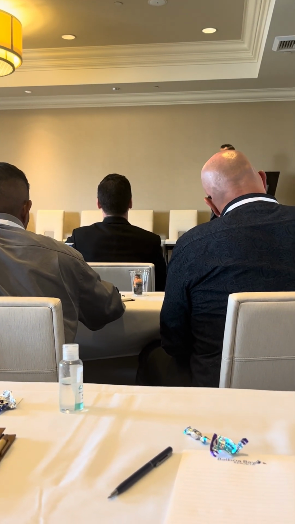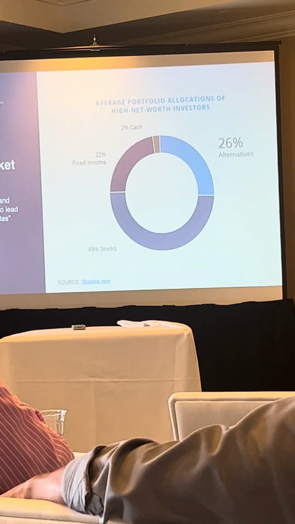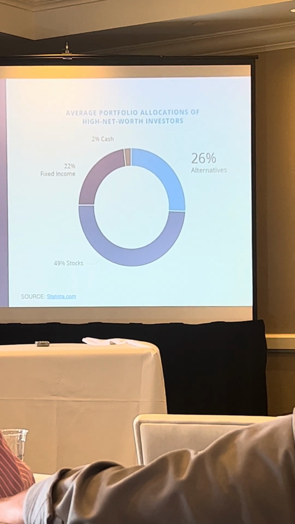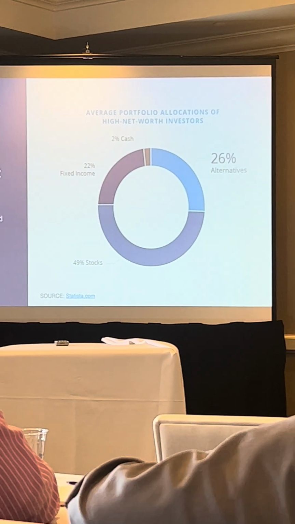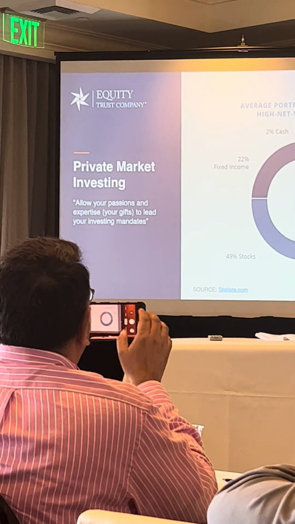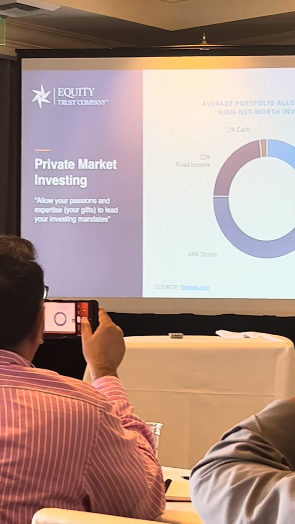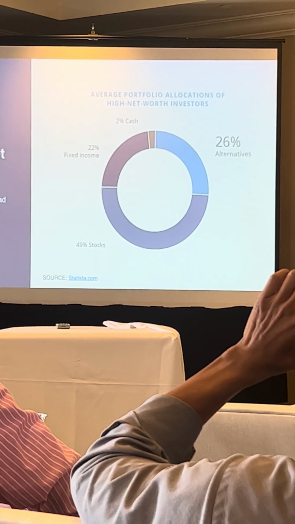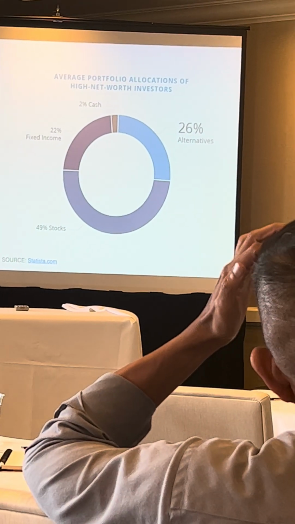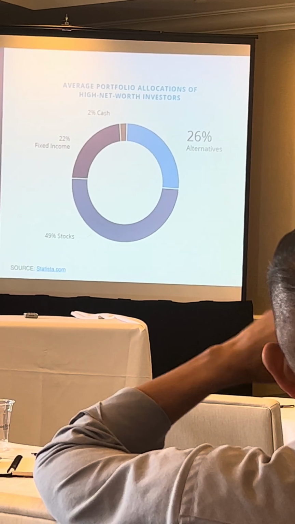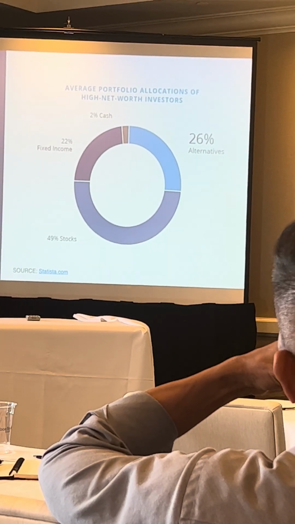All right, last slide. Again, you'll have these. Private market investing. This is from Statista.com. There's a lot of other sources. KKR, one of the biggest private equity firms on Wall Street, also reports a similar figure. The allocation of high net worth individual investors to alternatives is 26%. Now, I'm not suggesting that you put 26% of your portfolio into alternatives. I'm not suggesting that every investor that you work with puts 26% of their retirement portfolio into alternatives.